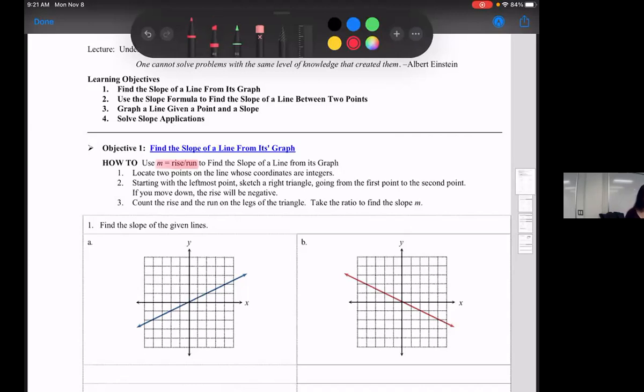So the steps: you locate 2 points on the line. They have to be on the line, right? Whose coordinates are integers. Don't pick fractions, you just make your life harder. Starting with the leftmost point, sketch a right triangle going from the first point to the second point.